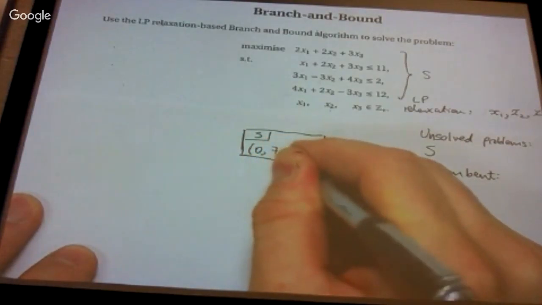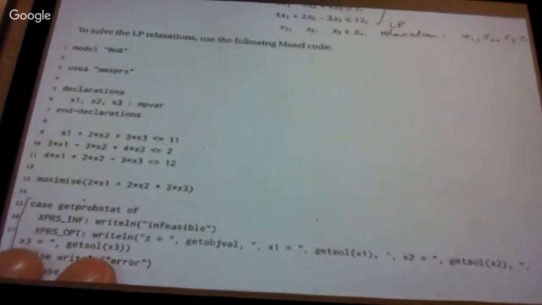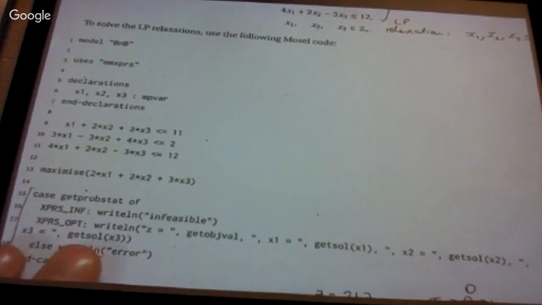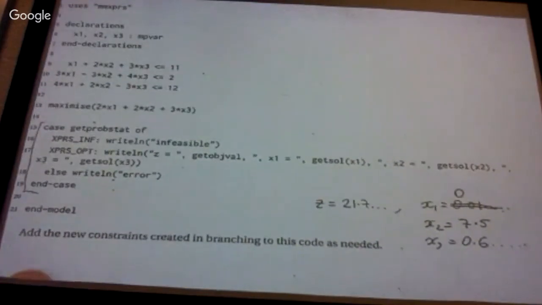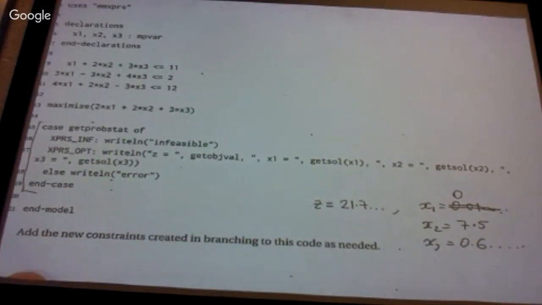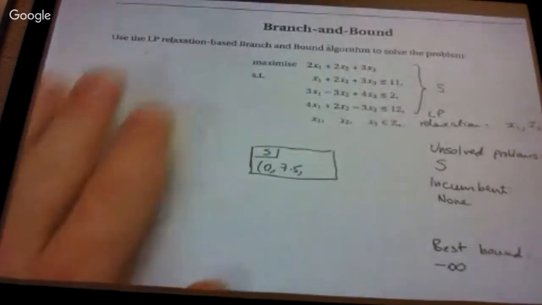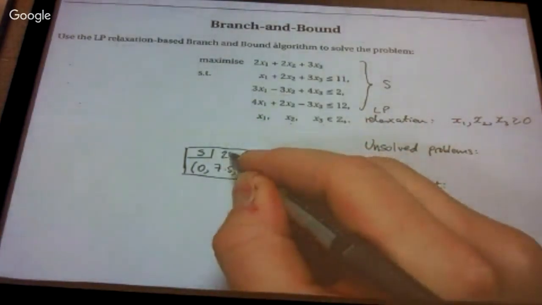Oh no, what have I done? I apologize. Not 0.6. Okay, I've read the wrong place. So actually, it's going to give you x1 as exactly 0, and x2 is 7.5. I was looking at the wrong problem. Sorry about that. But anyway, you take note of what it produced. So this is not all integer, and the z is 22.5.